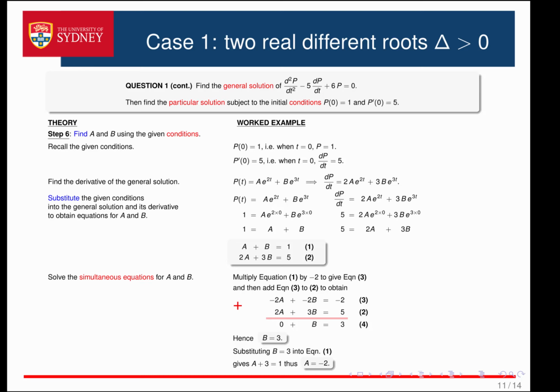We now substitute b is equal to 3 into either of the original equations to get a. Substituting b equals 3 into equation 1, which is simpler, we get a plus 3 is equal to 1. Therefore, a is equal to negative 2. Thus we have found that a is equal to negative 2 and b is equal to 3.